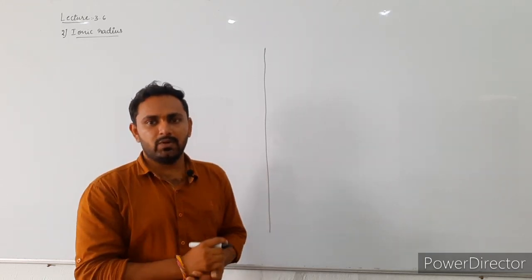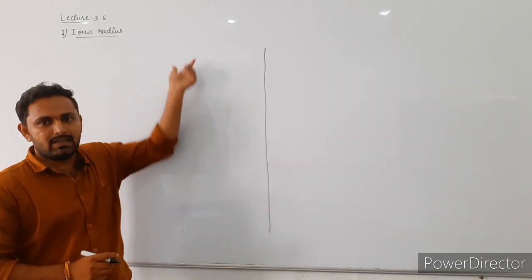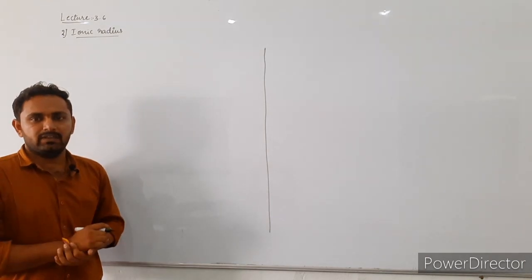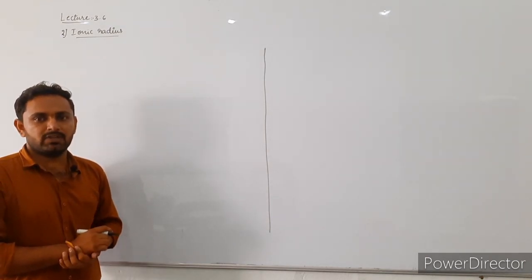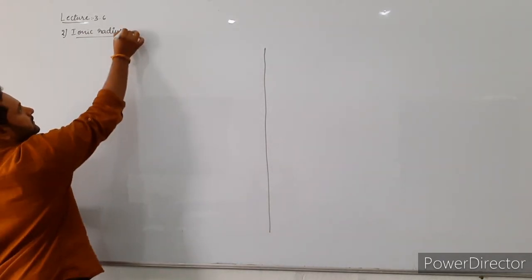In today's class we are going to discuss about the second physical property, that is ionic radius. What is ionic radius? The distance between nucleus and outermost shell of ion is called ionic radius.